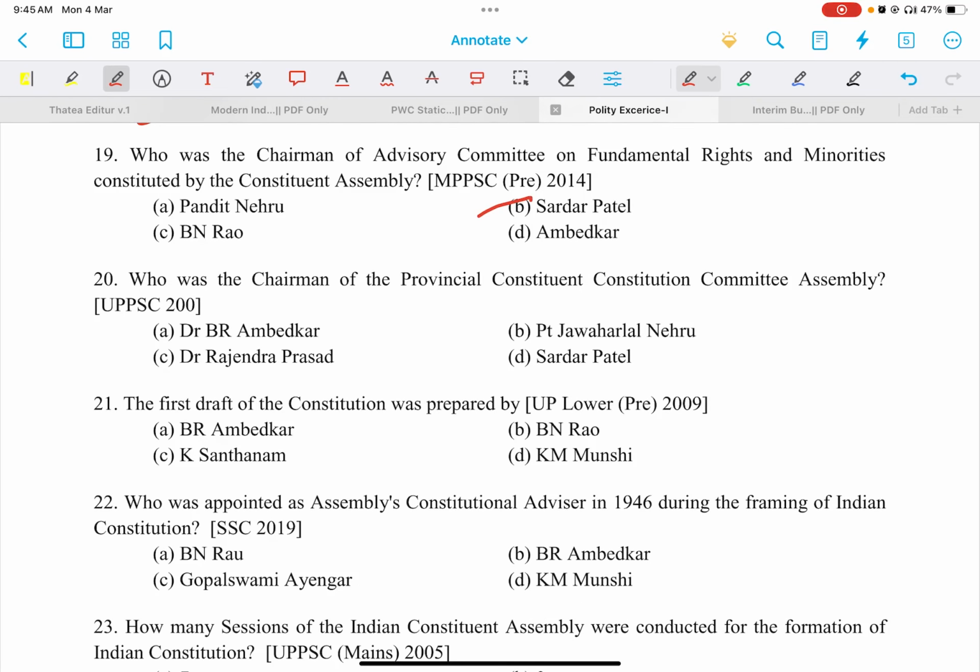Who was the chairman of Provincial Constituent Assembly Committee? Chairman of Provincial Constituent Assembly, Sardar Patel.